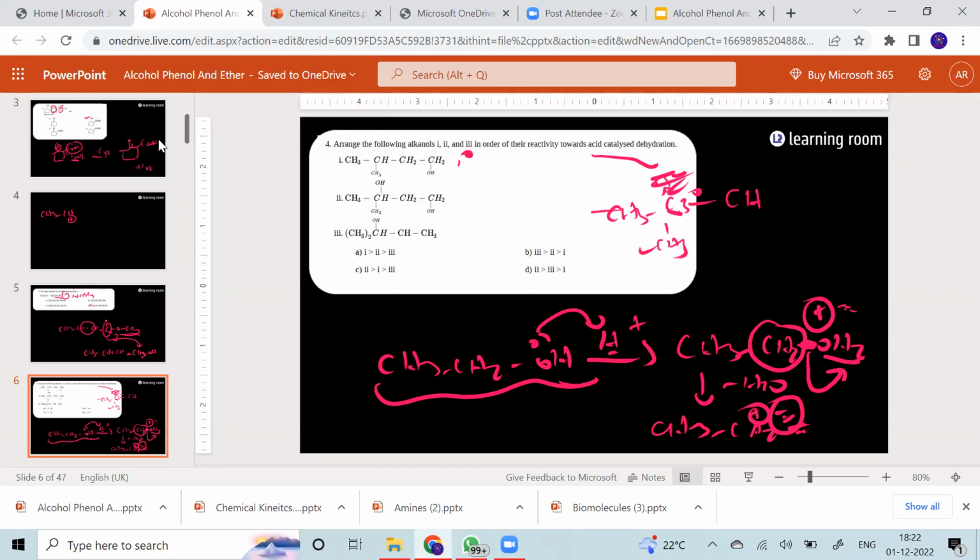So this will have a primary, this will have a primary, and this will be a tertiary, and then this will be a tertiary again. Okay, right. Both of them are tertiary. Now we have to decide. That's why I said I'll just go to the previous one.